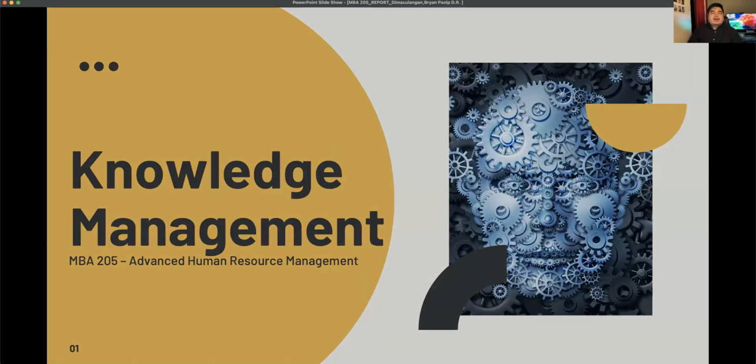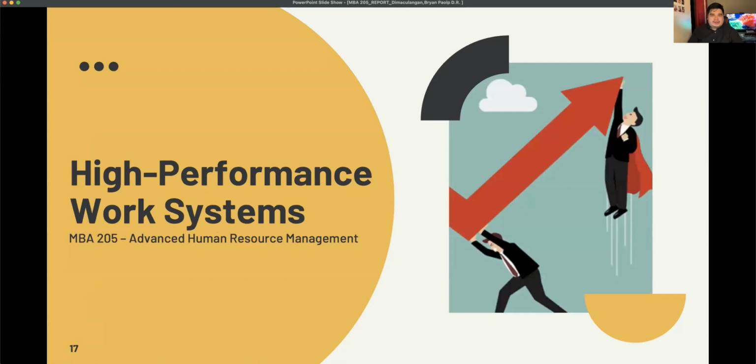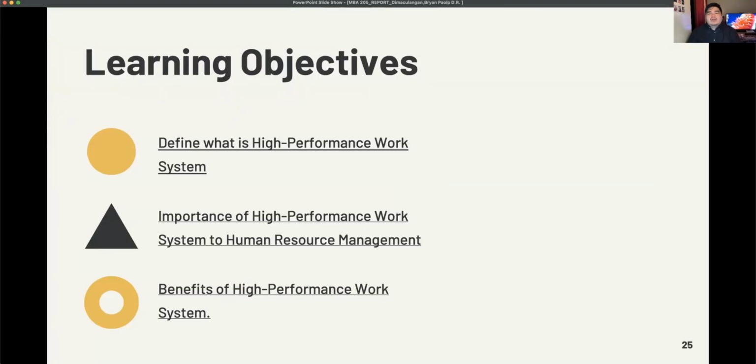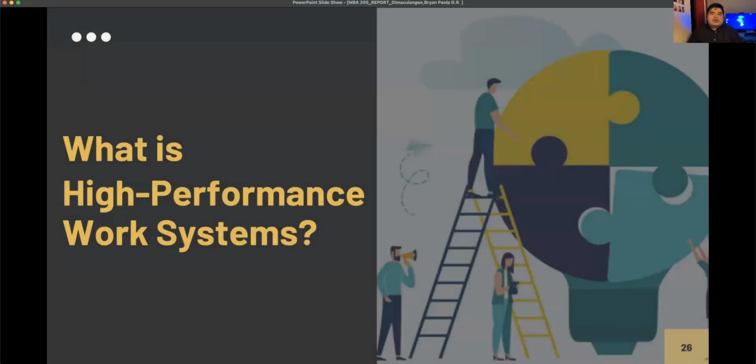Let us now proceed with high performance work system. Now, what is the coverage of this second topic? We will be defining what is the meaning of high performance work system in a human resource department. We will also dive in with the purpose of high performance work system in an organization and discuss what are the benefits of high performance work system. So to start, what is high performance work system?